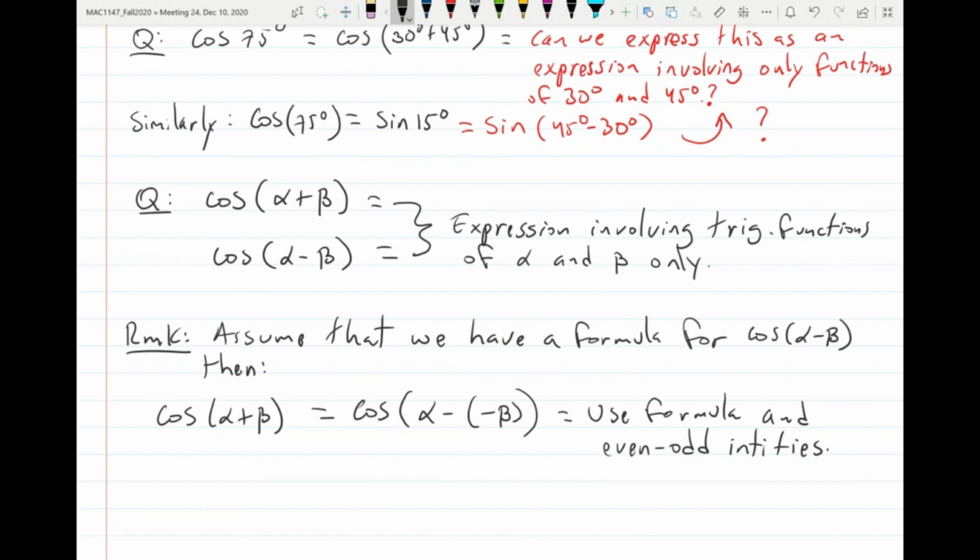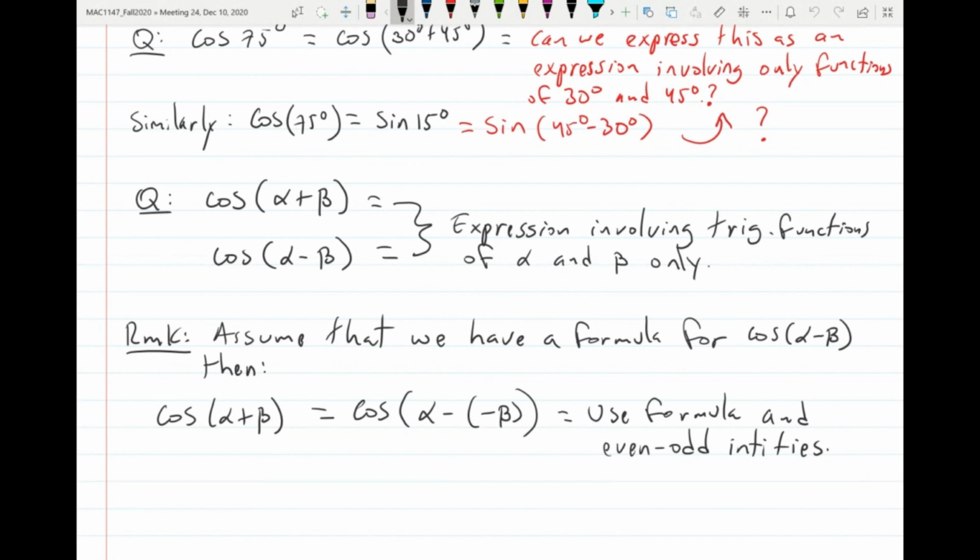Do you understand why cosine of alpha minus beta will be our focus now? Yes or no? More or less. Okay. What is it not clear to you in this remark, Maria? Do you know what I mean when I say even odd identities?